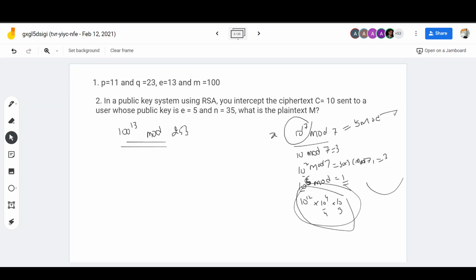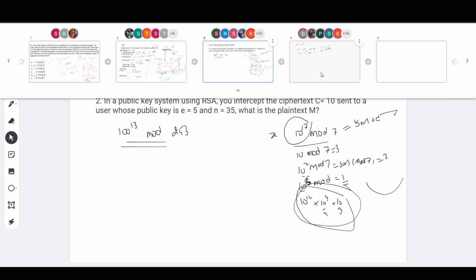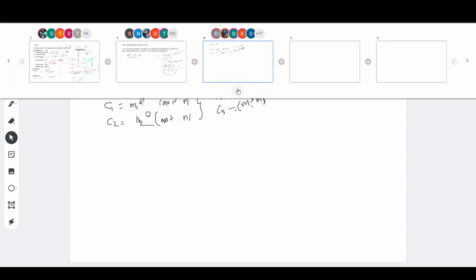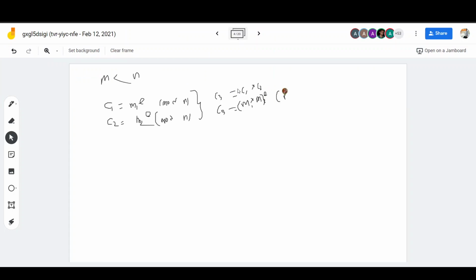So why? This C3 is equal to M1 multiplied by M2, whole to the power e of mod n only. So that's why we can generate this one. This is the possible thing. This is a possible attack on your RSA algorithm.